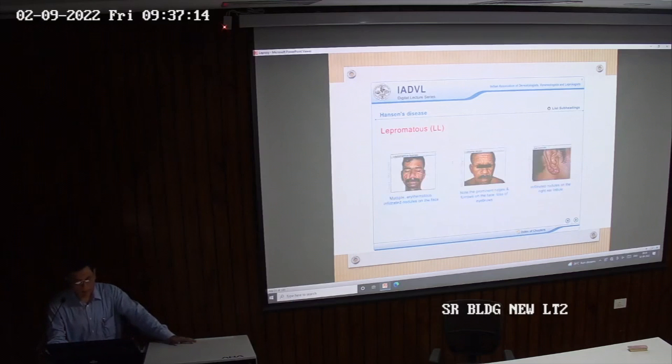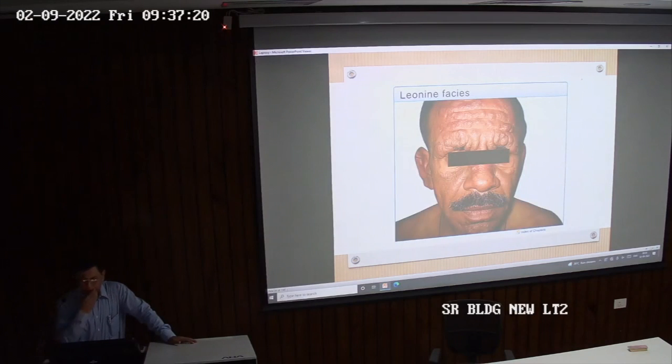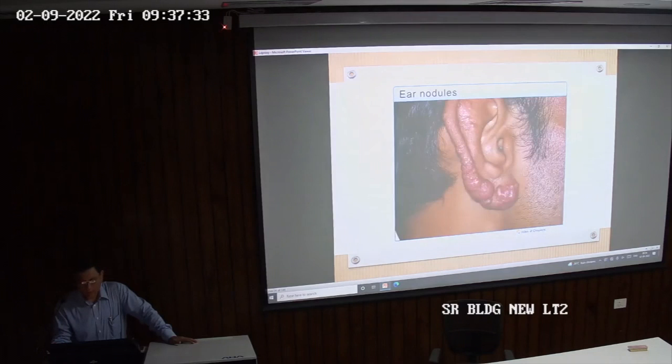So these are cases of lepromatous leprosy, showing multiple nodules over the face. This seems to be like a lion, so it's what we call leonine facies. Multiple papulonodules, infiltration over the whole of the face. This is the infiltration of the ear.